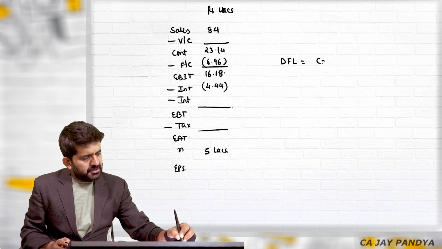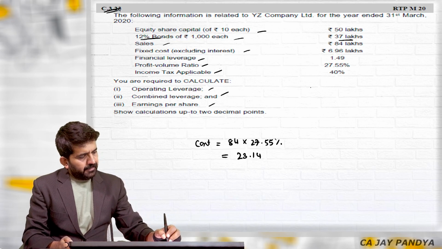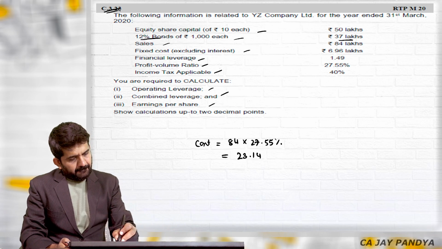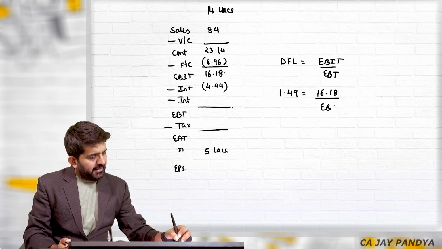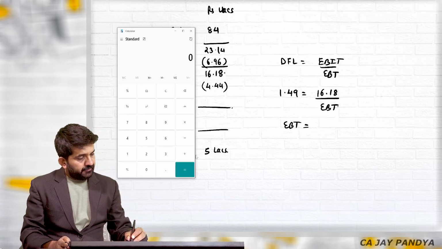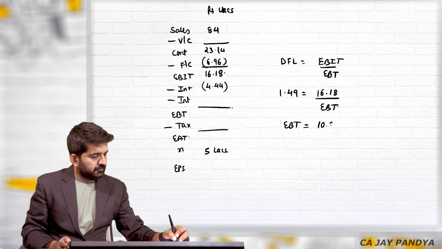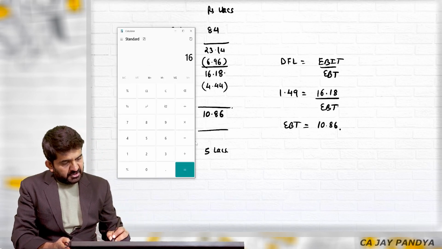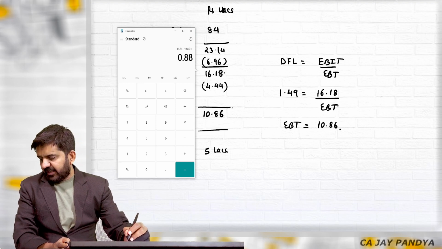So degree of financial leverage is EBIT upon EBT. We know what is EBIT, right? So degree of financial leverage is 1.49. EBIT is 16.18 divided by EBT. So EBT answer we can get from this figure. 16.18 divided by 1.49 is 10.86. So EBT answer is 10.86 for sure, because financial leverage is given. Is this answer 10.46? No, 16.18 minus 4.44 is not 10.86. So what is remaining? It is 0.88, which is additional interest.